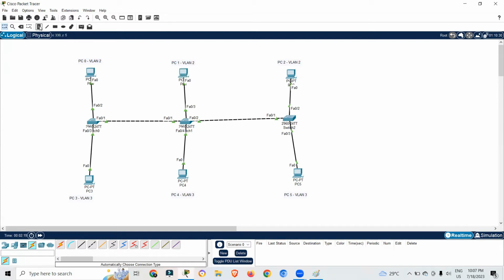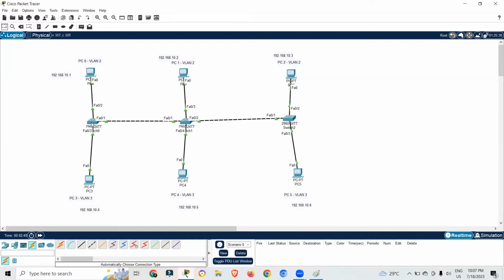Let me also give the IP addresses: 192.168.10.1, 192.168.10.2, 192.168.10.3, 192.168.10.4, 192.168.10.5, 192.168.10.6. Okay, so these PCs have IP addresses like this.